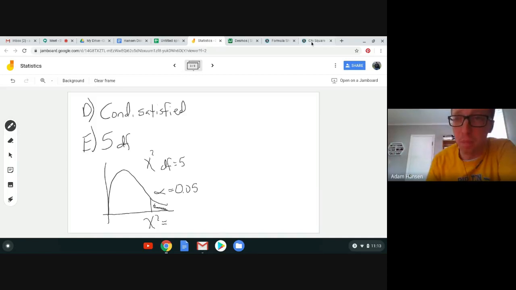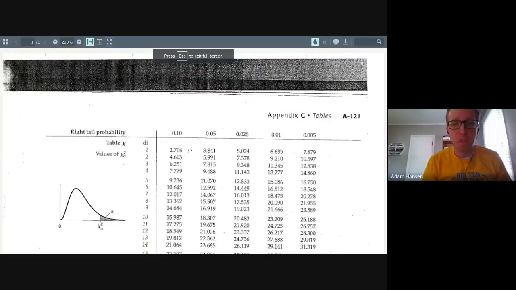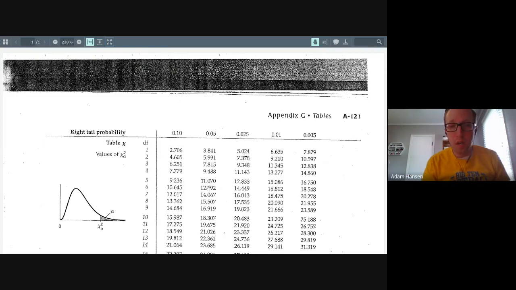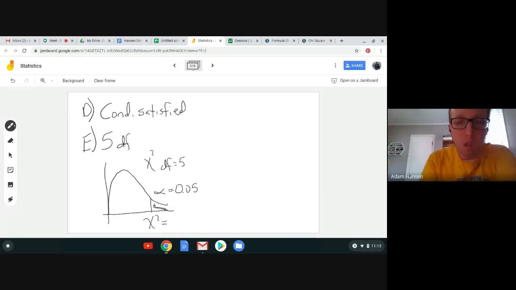Let's go to our chi-square sheet. This is on the back of your T table. It says table chi right there. So for 5 degrees of freedom at the 5% significance level in the right tail, you can see here, we've got a similar distribution drawn down below on the left. My critical value is 11.07. So if we can calculate, based off of our data, a chi-square score that is more extreme, greater than 11.07, we have significant results.